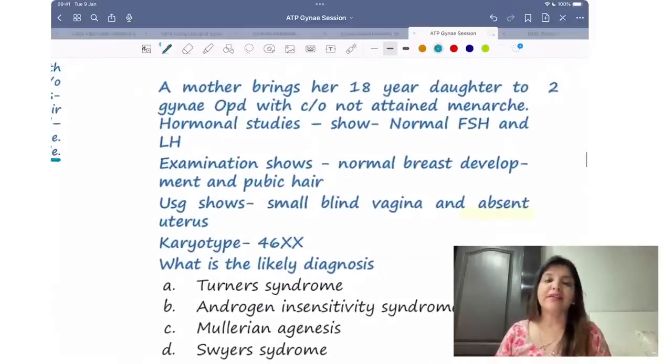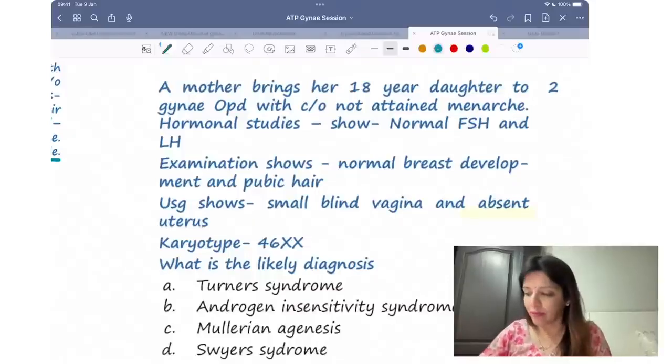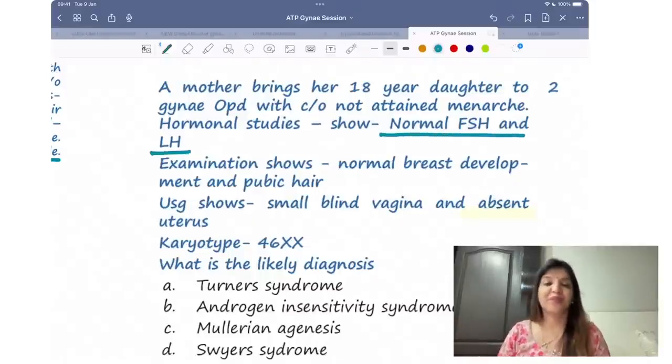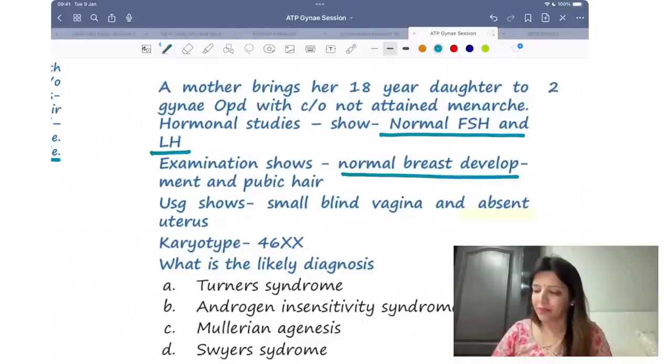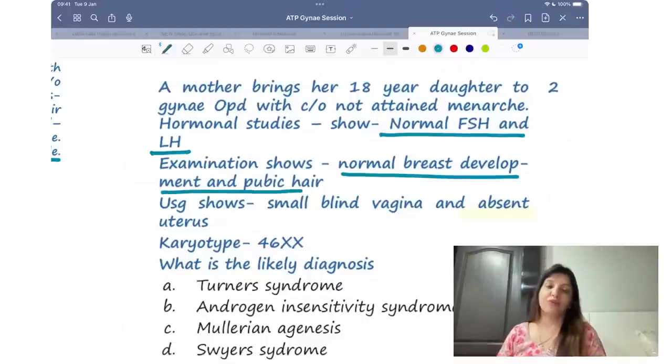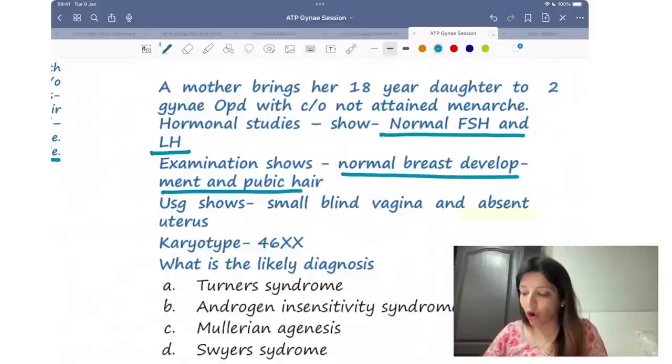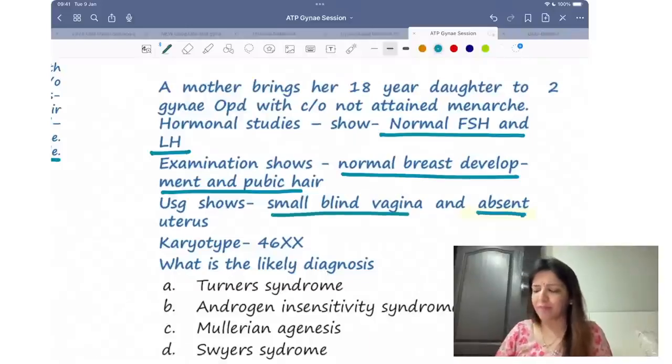A mother brings her 18 years old child to gynae OPD who has not attained menarche, normal LH-FSH. Now your question is saying normal LH-FSH, normal breast development and pubic hair development. Small blind vagina, absent uterus. कितना तो आसान कर दिया.